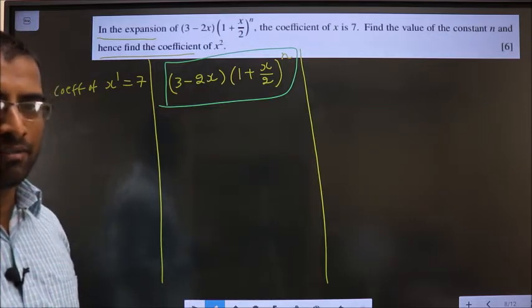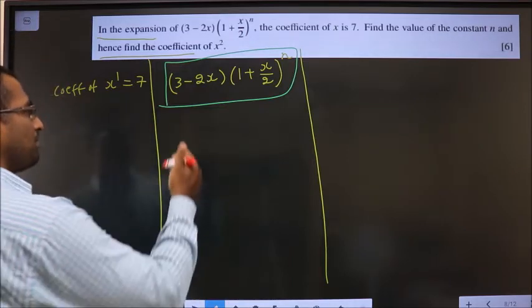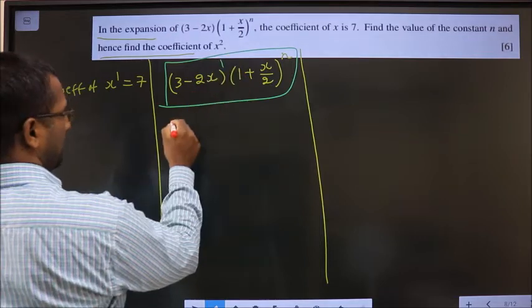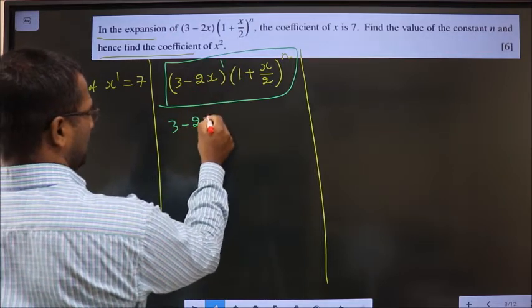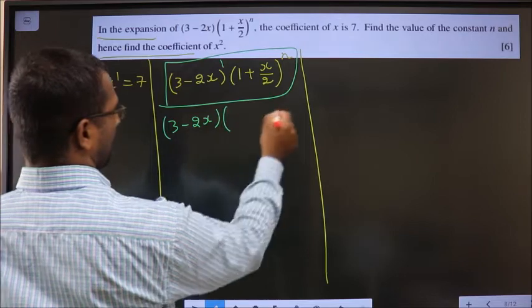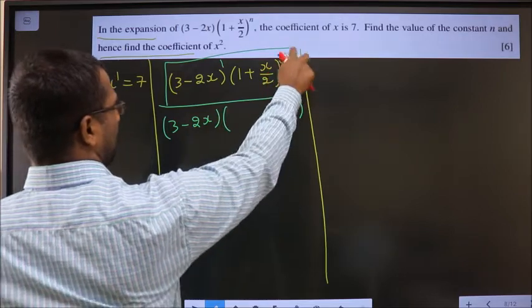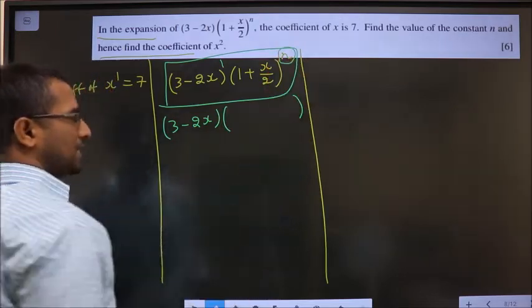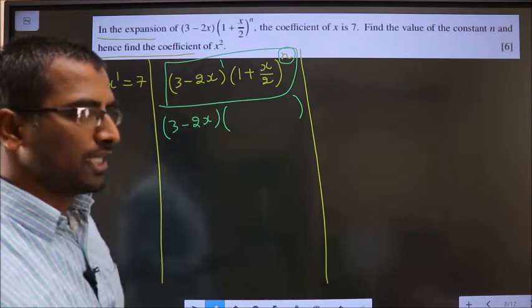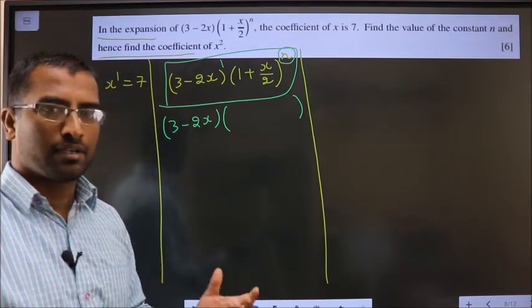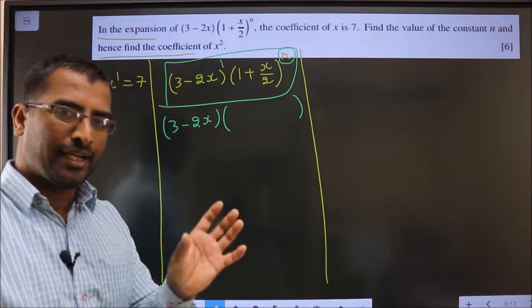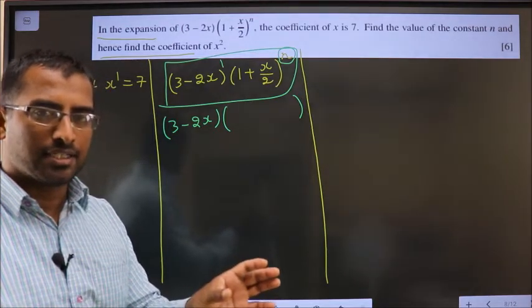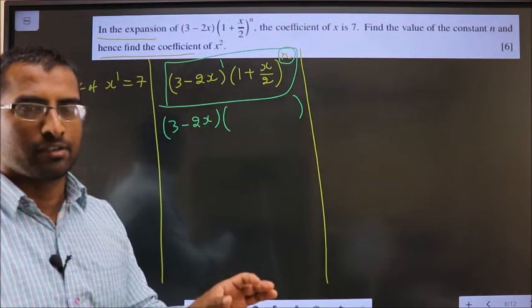Okay, now how do we find that? See, here the power is 1, so it will not undergo any change. Here the power is n, so I get many terms in this expansion. I don't need all the terms. What all terms do I need? I need only those terms that result in getting x power 1.